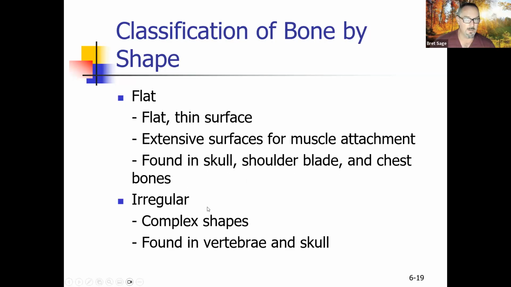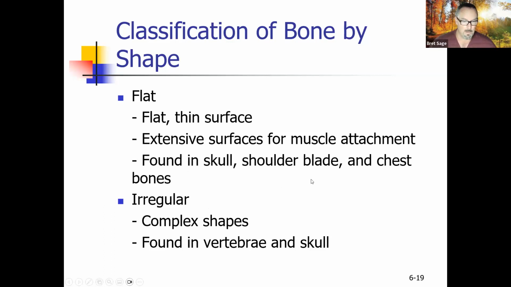Flat bones aren't always completely flat. As a matter of fact, many flat bones are curved. So they're flat because of the way that the bone is composed. So it doesn't mean it would sit flat on a table. It just means it's got a broad sheet of bone with material in between. Extensive surfaces for muscle attachment. You find it in the skull, especially the top of your skull, the shoulder blade, the flat part of your shoulder blade, and chest bones, the bones right in the center of your chest.